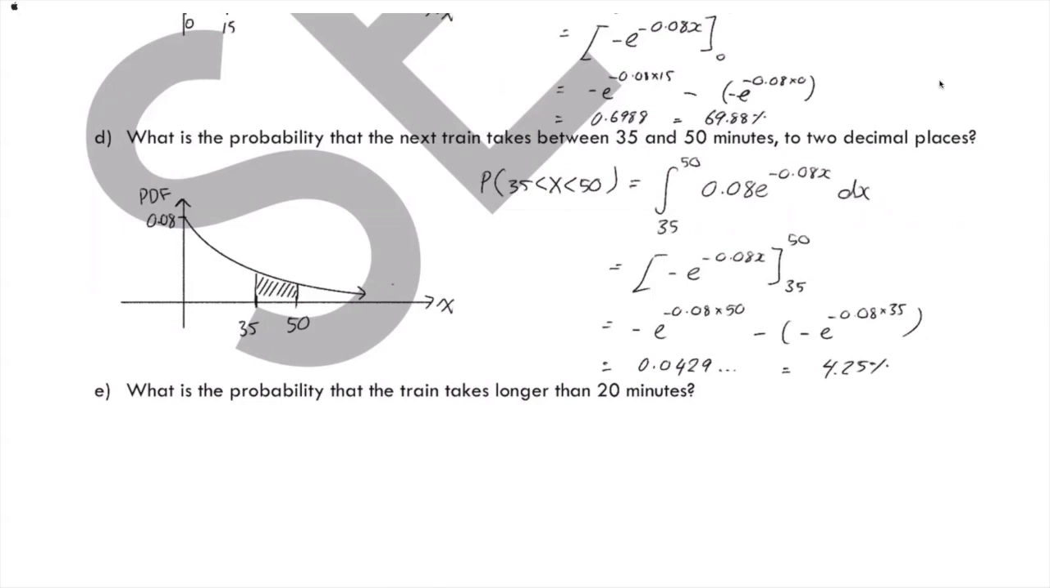4.25%, which is reasonable because if trains show up every 12.5 minutes, by the time 35 minutes have passed, almost 3 trains should have come. So the chance that the train doesn't come until then should be very, very low. Okay. What is the probability the train takes longer than 20 minutes?